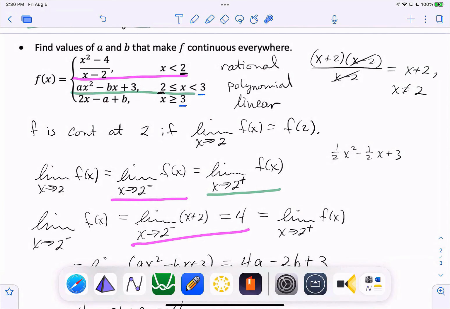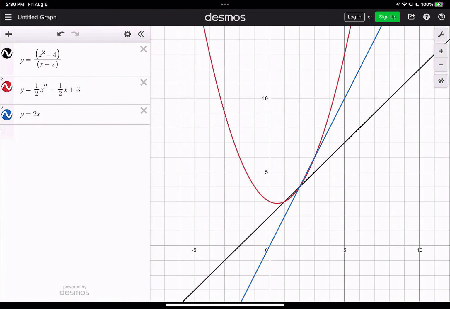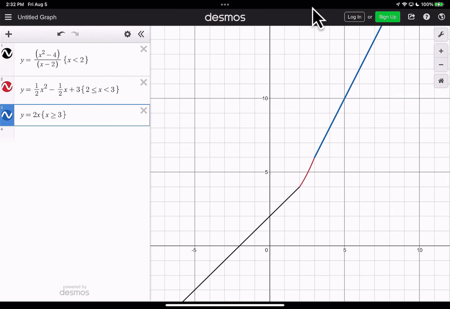So I have this in a graph, which is kind of a mess. But you see we have a black function for the rational, a red curve for the polynomial, and a blue curve for the linear. And now I'm going to clean this up so it's not quite the mess that we see right now. Now I've restricted the domain, and the rational definition only applies when x is less than 2.